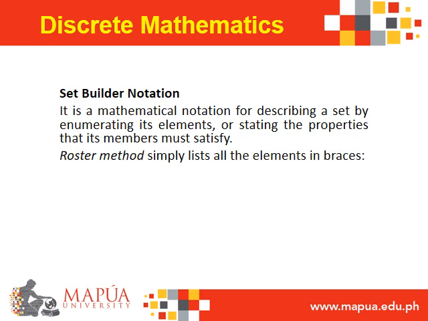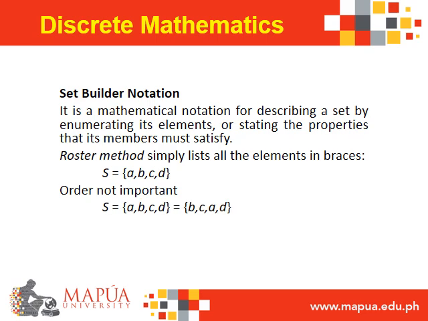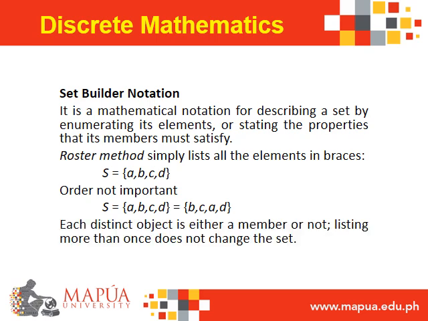One of the simplest ways to describe a given set is by the roster method, which simply lists all the elements and encloses them in braces. Given here is one such example. Note that when using this technique, the ordering of the elements is not important, meaning you may write down the elements inside your set in any particular order. Likewise, each distinct object is either a member of your set or not. Therefore, listing it more than once does not change the set.